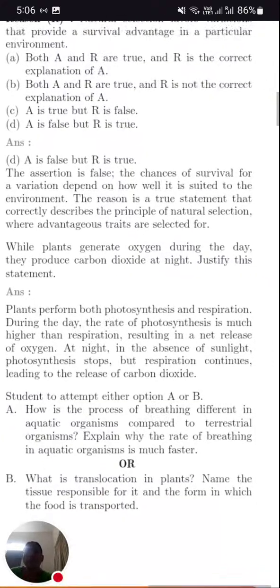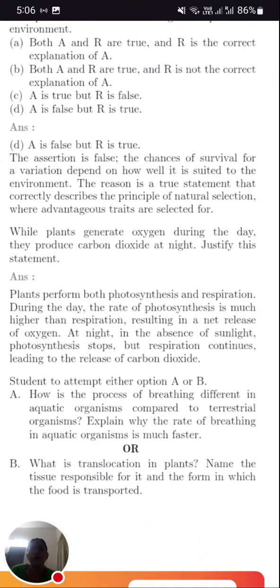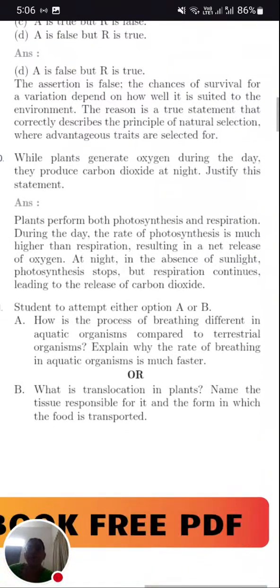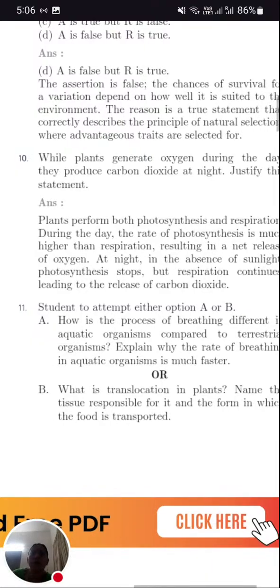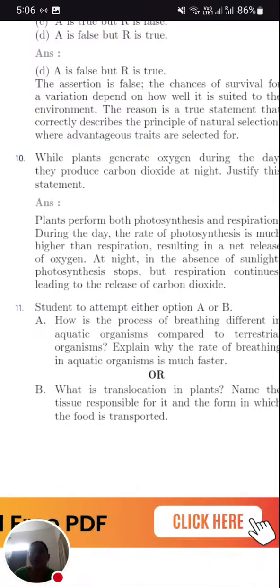Now the last, 10th question: while plants generate oxygen during the day, they produce carbon dioxide at night. Justify the statement. Okay, the statement is wrong. During both day and night, they produce carbon dioxide. Plants perform both photosynthesis and respiration during the day. The rate of photosynthesis is much higher than respiration, resulting in the net release of oxygen. At night, in the absence of sunlight, photosynthesis stops, but respiration continues, leading to the release of carbon dioxide. Is it clear?